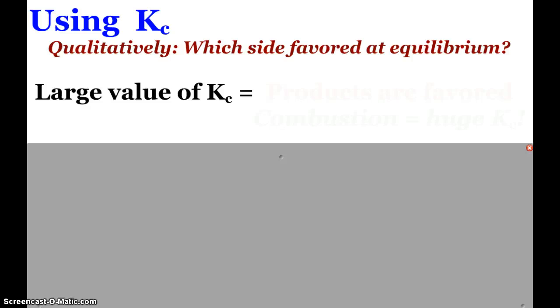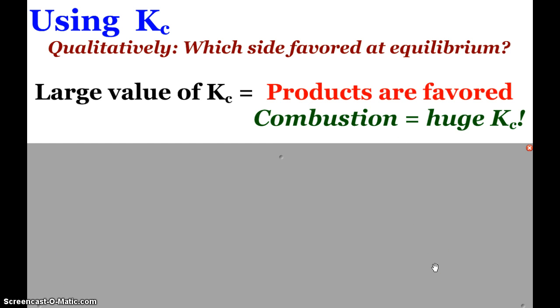Alright, now that we know how to calculate Kc and set up equilibrium constant expressions, we can start to use these constants. So qualitatively, when we look at a Kc value, we can tell which side of the equilibrium is going to be favored. If our Kc value is very, very large, then we are going to have products being favored. For example, combustion reactions have huge Kc values, times 10 to the 150th or more even. But they don't have to be that huge to have our products be favored.